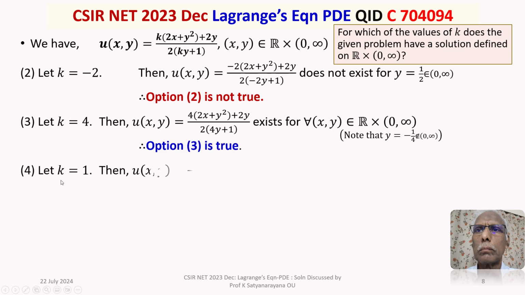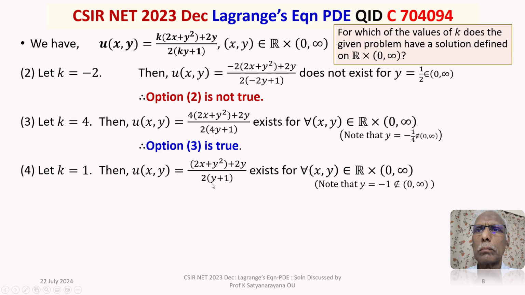Now option 4. Let k is equal to 1. Wherever there is k, substitute 1. And y plus 1 is not 0 for y belongs to 0 to infinity. So this exists for all x, y belongs to R cross 0 to infinity. And y plus 1 is 0 means y is equal to minus 1, which does not belong to 0 to infinity. Therefore, y plus 1 will not pose any problems to us. Therefore, option 4 is true.